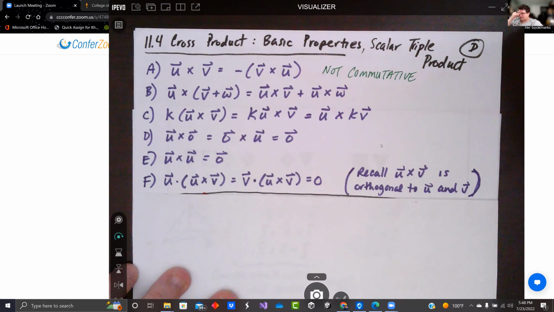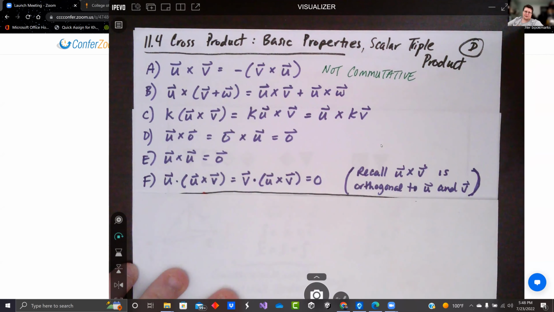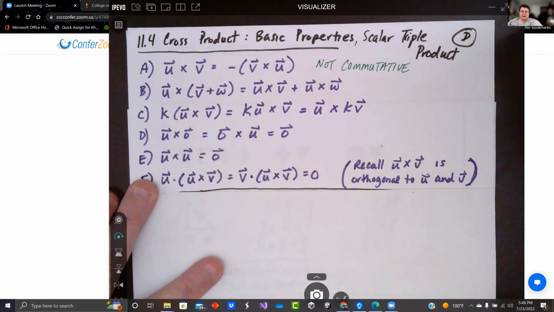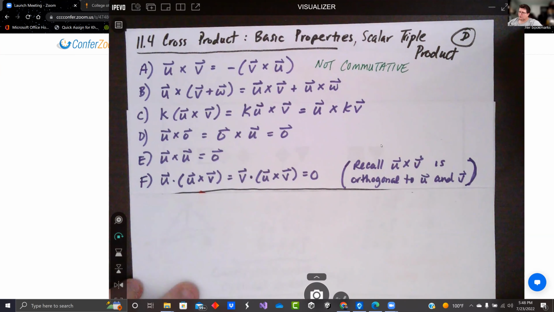U cross the zero vector is the same thing as 0 cross the U vector, which is 0. So that one is commutative, but that's because it's 0. U cross U is also 0. Remember, they're parallel vectors. Parallel vectors have an angle of 0 between them. You can work that out and check it out.